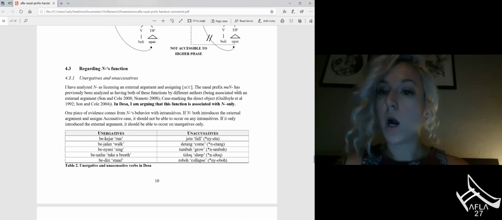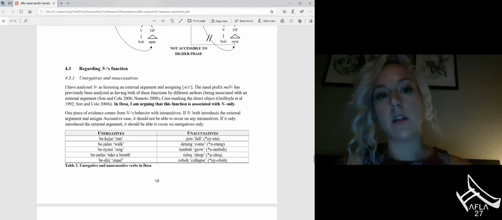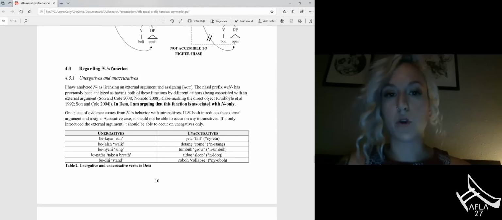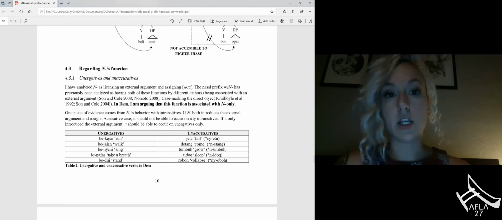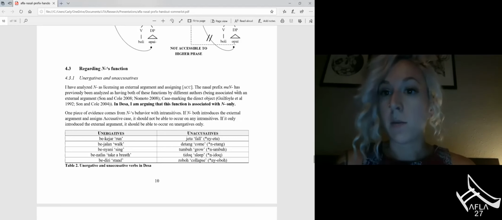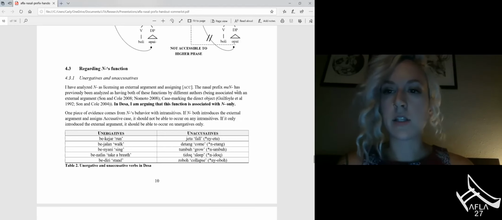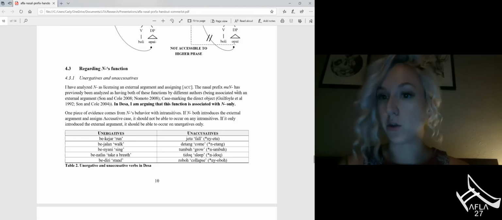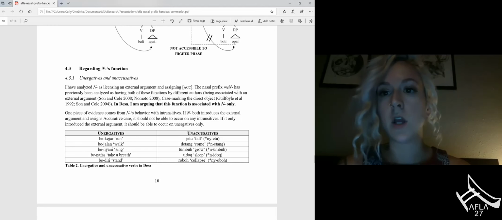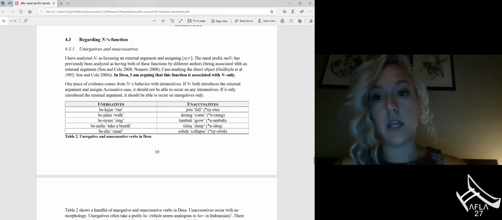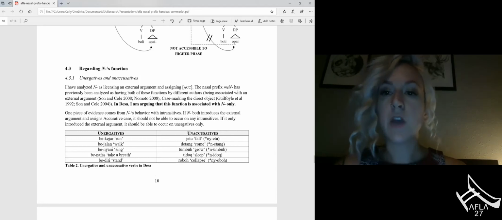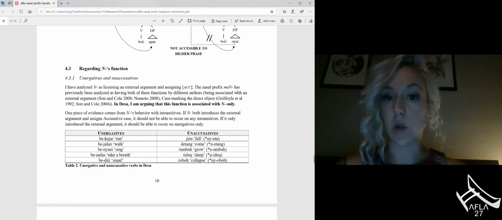So in regards to why I'm analyzing this N, this shortened nasal prefix, as introducing the external argument and assigning accusative case, I'm going to talk about that a little bit now. This isn't necessarily a new analysis in terms of the nasal prefix in general. Even meN in Standard Indonesian has received similar analyses by a couple authors. I'm arguing that this is only in the N and not the ma. So one piece of evidence for this comes from N's behavior within transitives.